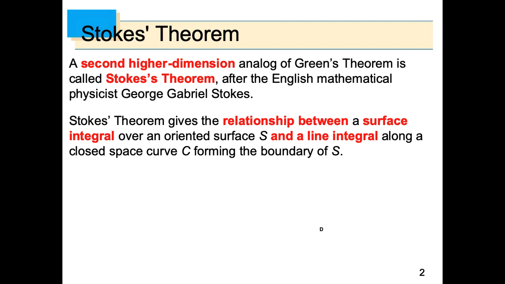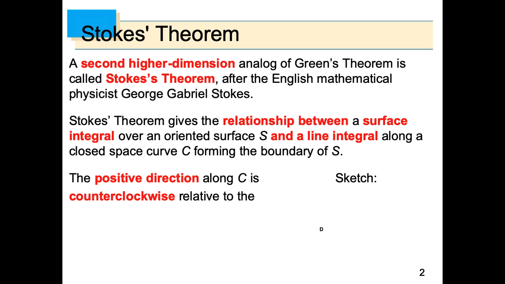Now, essentially there's going to be two different ways to evaluate and apply Stokes' theorem. So we'll just investigate both manners. Essentially, let's start with looking at a positive direction along some curve C, which is going to be counterclockwise relative to the normal vector N.